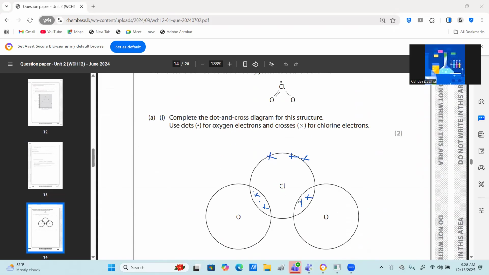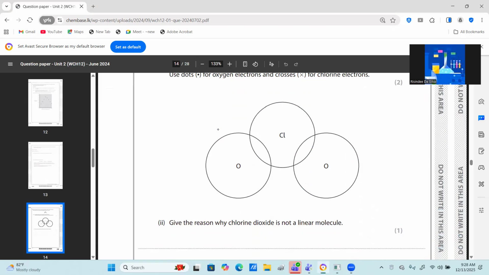Then definitely this should be a dative bond. Then only chlorine has 7 electrons: 1, 2, 3, 4, 5, 6, 7. Then this has 2, 3, 4, 5, 6. Then this will have all 6 electrons in the outermost shell. So by counting the number of electrons of chlorine, we were able to identify the dative covalent bond.